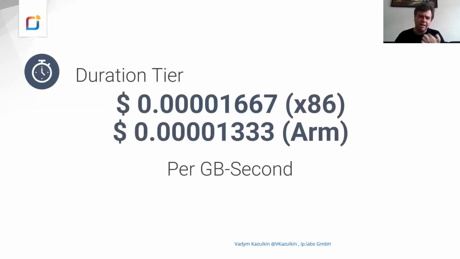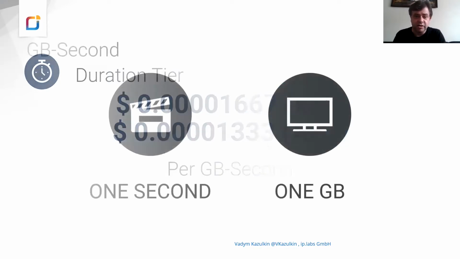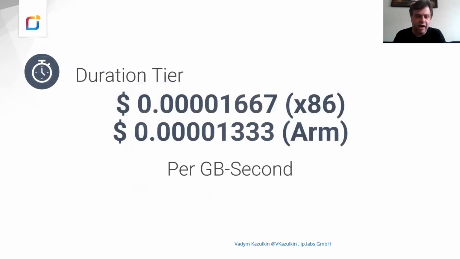The duration memory tier is a bit complex. It depends on the architecture, the amount you pay. And this is the amount that you pay if you select 1 gigabyte of memory and your function runs for 1 second. So in case you select only half of the gigabyte memory and the function runs for 1 second, you will pay only the half. Or you select 1 gigabyte and the function takes half of the second, you also pay only the half.